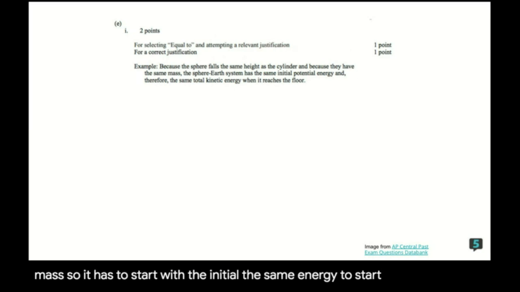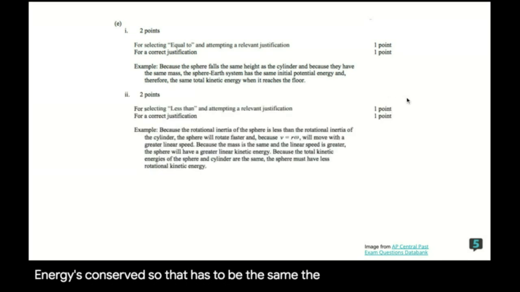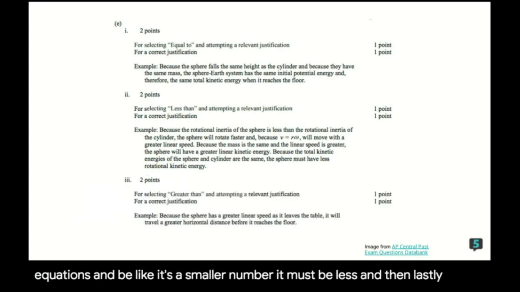So the total energy has to be the same because it starts with the same height and the same mass. So it has to start with the same initial energy, and we know energy is conserved. So that has to be the same. The rotational kinetic energy will be less because the rotational inertia is less. To figure that out, you could totally just plug it in and get an answer for that. Or we can look at those equations and be like, it's a smaller number. It must be less.